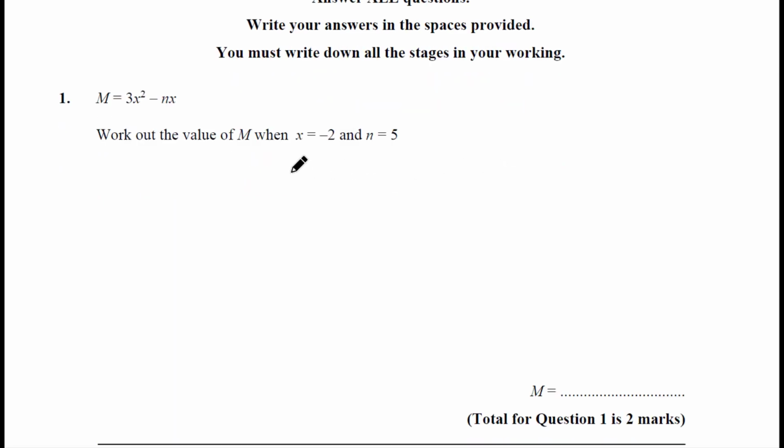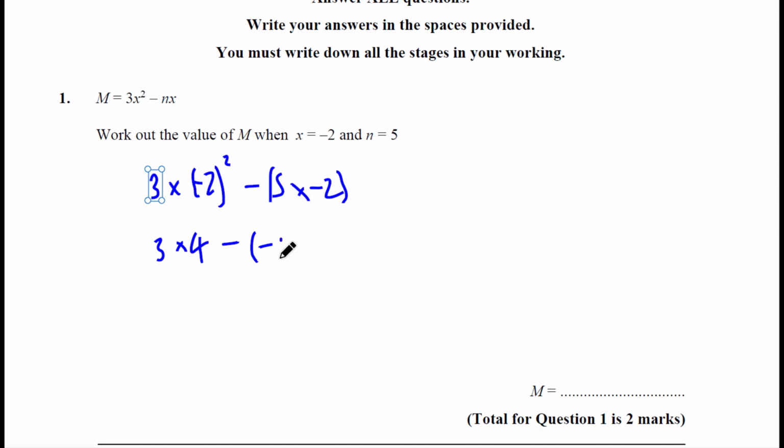X equals minus 2. Remember, we've got to substitute those values in, so we've got 3 times, now x is minus 2, and that is squared, minus 5 times minus 2. Now this looks straightforward, but let's put this in a bracket so we don't make a mistake. So minus 2 squared is 4. We do big maths, so we do indices first, and that is the powers. Minus, what's 5 times minus 2? It's minus 10.